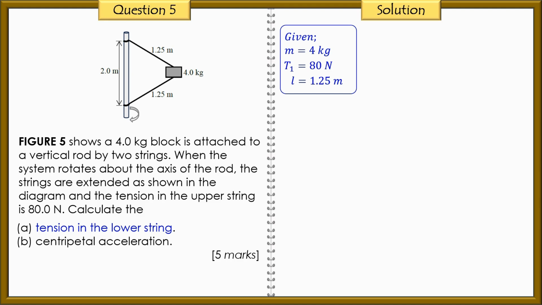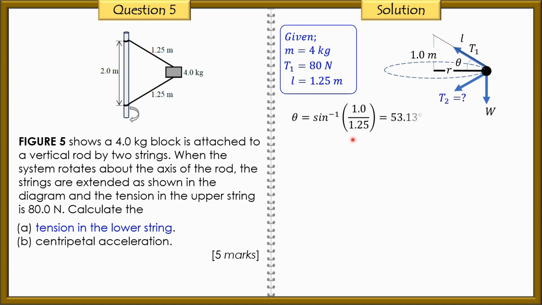Firstly, you need to sketch the free body diagram showing the tension in the strings and also the weight of the block, and identify the motion of the block, where the block moves in a circular path because it is rotated about the axis of the rod. So the block is moving in a horizontal circular path. From this diagram, firstly calculate theta, where theta is equal to shift sine 1 over 1.25. 1.25 is equal to the length of the string. So you will get theta is equal to 53.13 degrees.